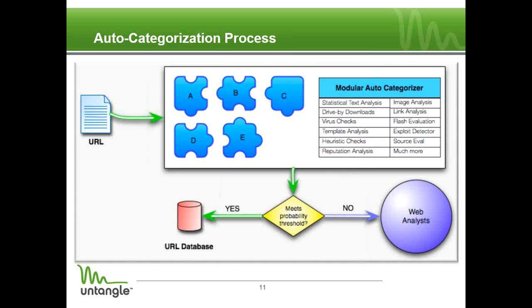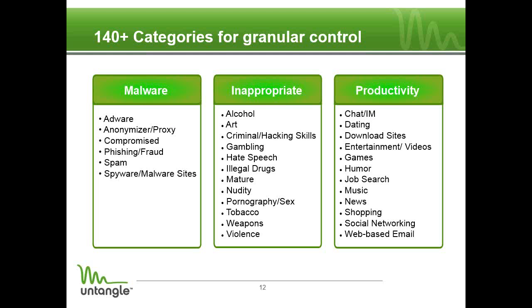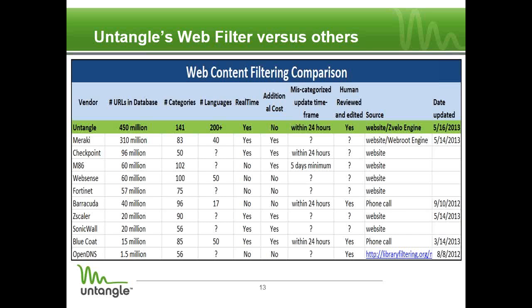These are some of the categories that we are able to stop, and we're talking anything from adware to anonymizers, when people are trying to go to sites that are called proxy sites, to illegal drugs or content that is pornographic in nature, down to even social networking. So there's quite a few different things that Untangle does to help you control what content your users can get to.